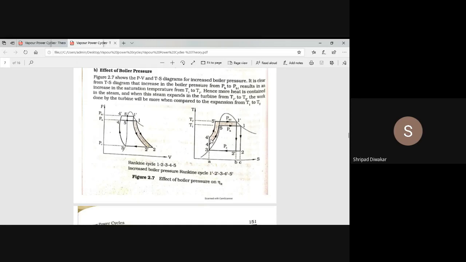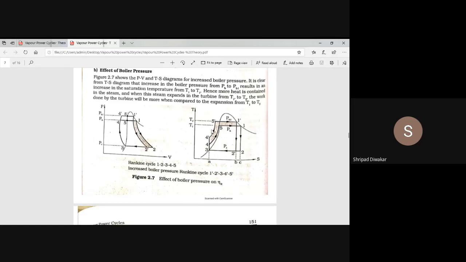So first you draw the line 4 5, then after that you have to draw a line 4' 5' parallel to 4 5. Okay, don't show this 5' on the saturation curve. You have to show it somewhere outside the saturation curve. Okay, 4 5 is the original regeneration.